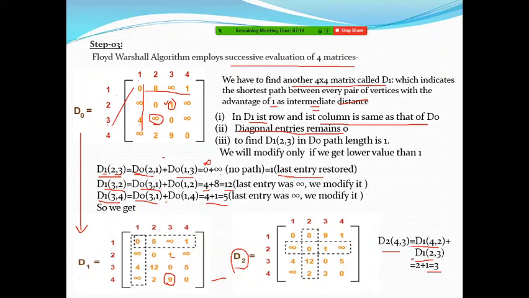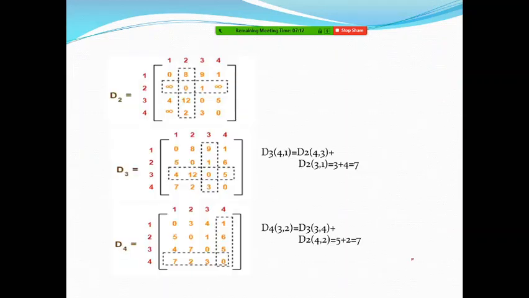Now similarly, from D2 we can find D3. The same case is there. In D3, what are the unchanged rows and columns? The third row and third column. Why do these remain unchanged?